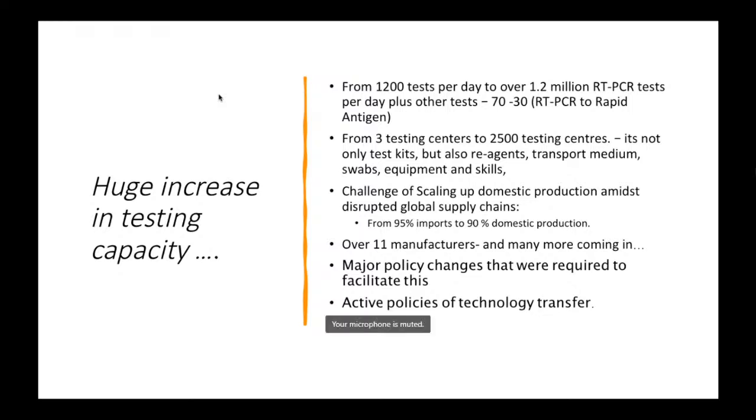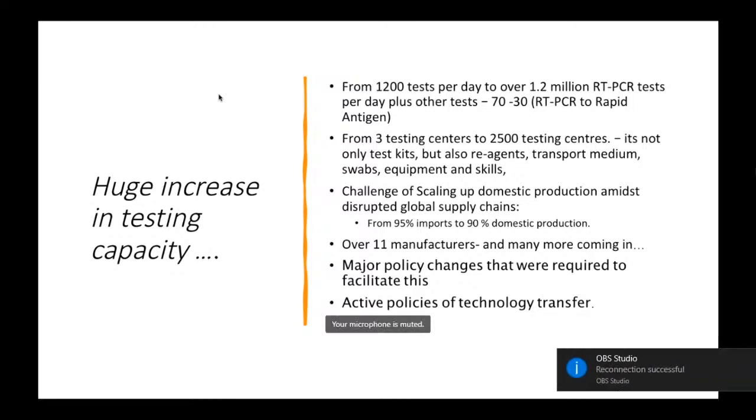Huge. Nowadays, they say 70% RT-PCR, 30% rapid antigen. This was both. And we are doing more than that now. From 3 testing centers, we went up to 2,500 testing centers. And mind you, the production of a test kit is not only the test kit, but it is the reagent, the transport medium, the cotton swab, the equipment, training people, training laboratory attendants, all of it. Remarkable increase. In March, 95% of it was imports.